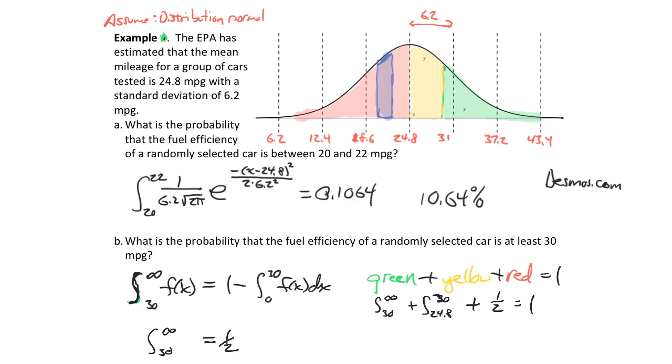And I'm also going to solve for what I'm looking for. I'm looking for the integral from 30 to infinity. So we solve for that. So if we subtract the integral from 24.8 to 30, that should give us what we're looking for. So let's look at this again. I know that this particular region here should be half of the total amount. And that's kind of what we're looking at down here in this equation. I want only the green portion, so I'm going to take half minus the yellow portion.